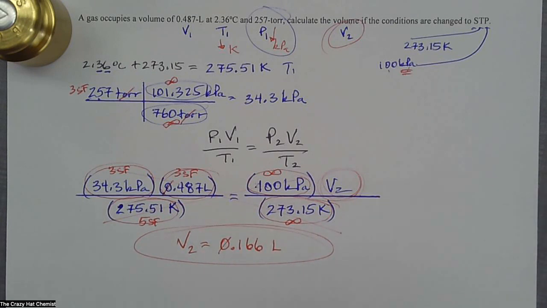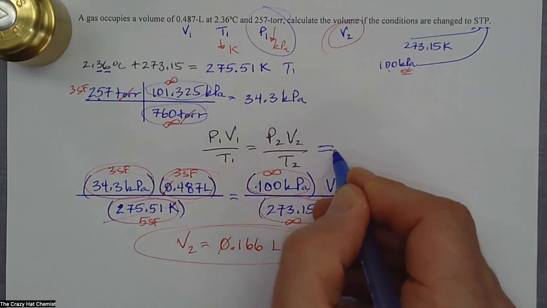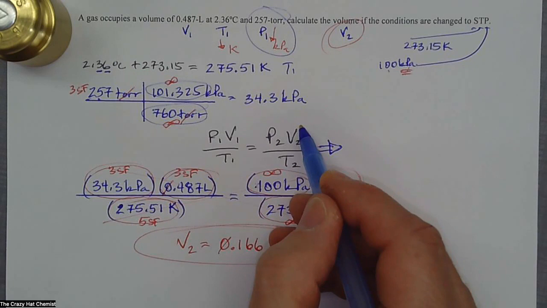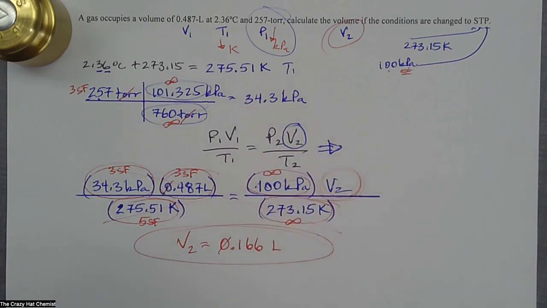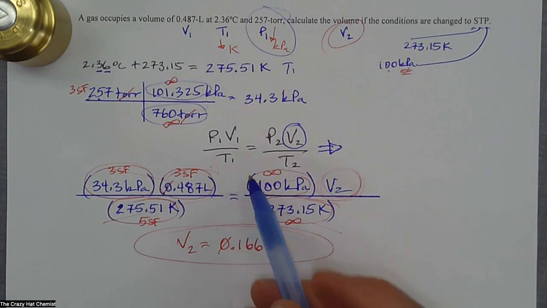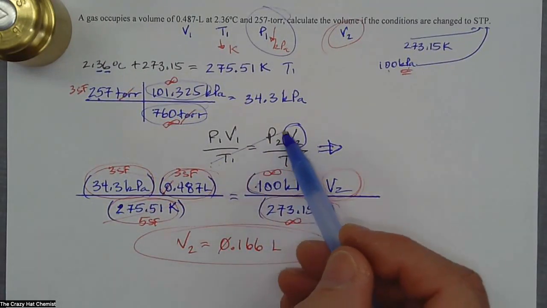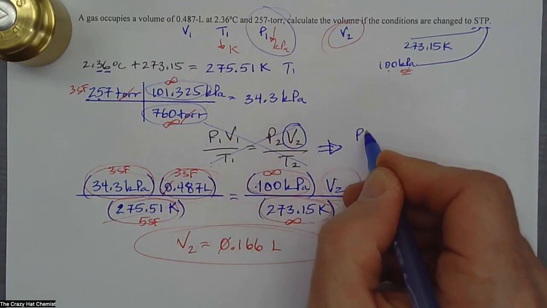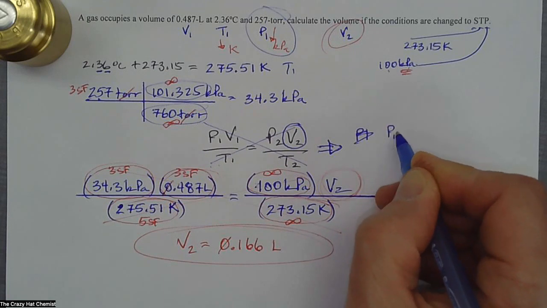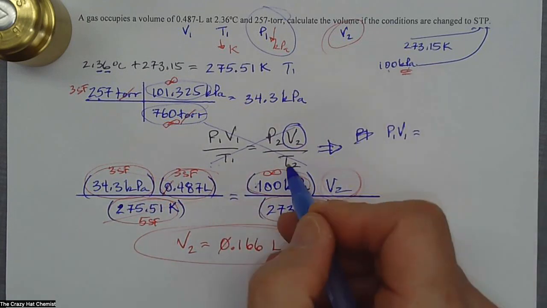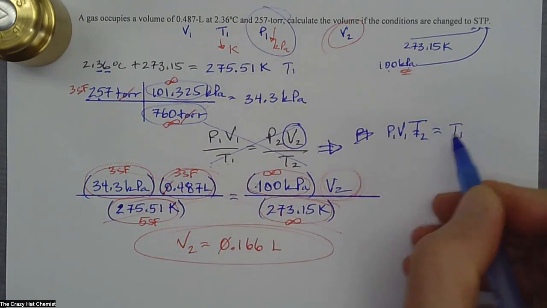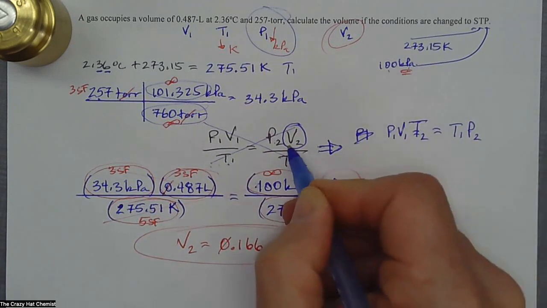Another question that popped up here, and I'll just do that off to the side here: the other way to do this is to rearrange this equation and solve for what I'm looking for. So I'm going to rearrange this and solve for V2. I'm going to show you how you do that. Essentially, you're going to do the same thing as if you have the numbers plugged in. You're cross multiplying. So P1 V1 T2 is equal to T1 P2 V2.